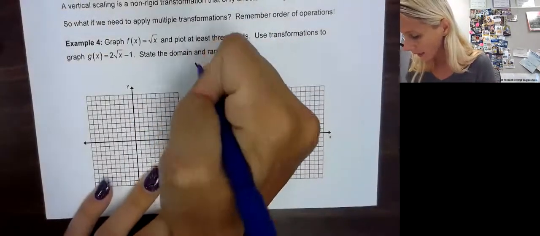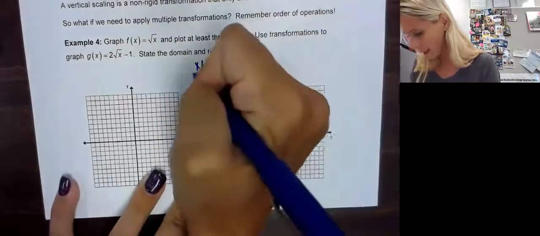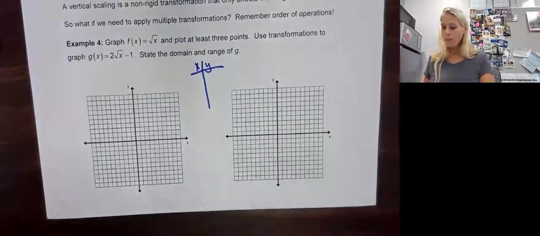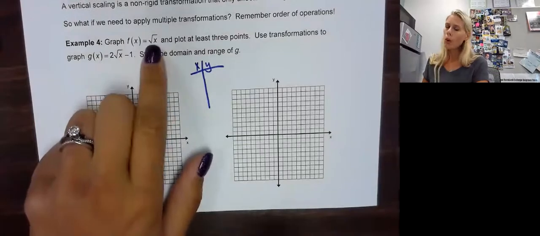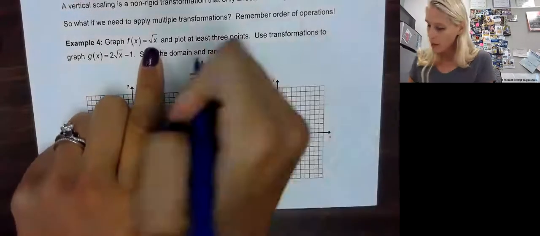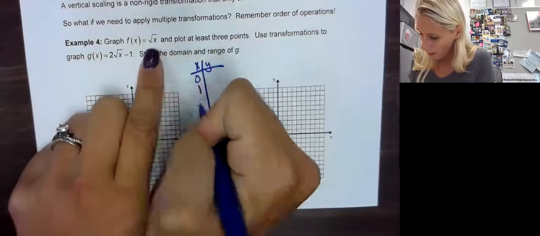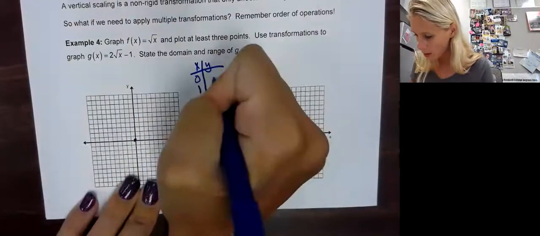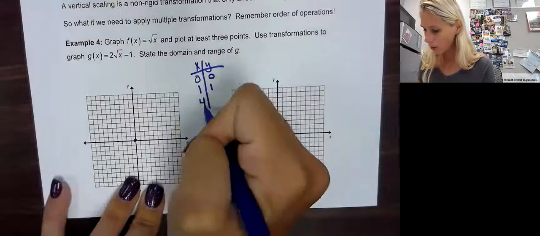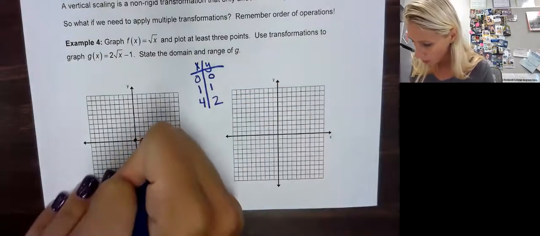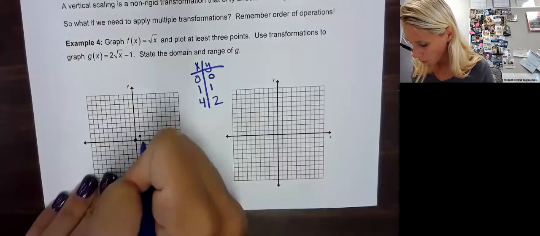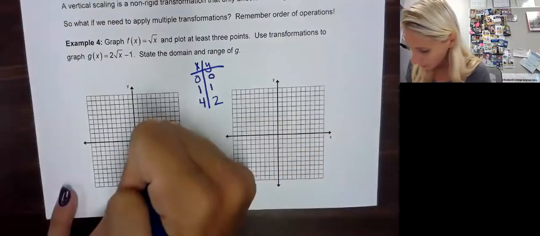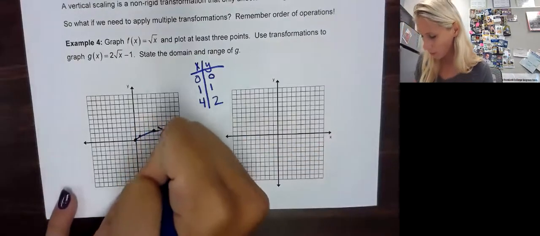So I am going to look at x, y as our parent right there. So let's do some perfect squares, so we know we're dealing with good numbers. So 0, 1, and 4. Okay. The square root of 0 is 0. The square root of 1 is 1, and the square root of 4 is 2. So 0, 0; 1, 1; and 4, 2. Okay. So this is our square root.